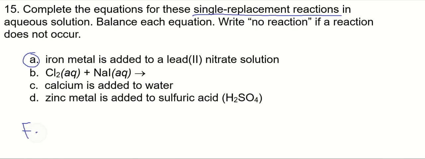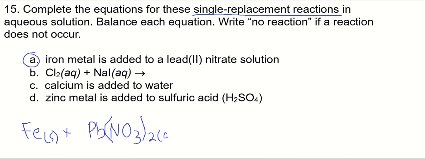Iron is a metal. That's Fe, so we'll denote that with an S for solid. And that's added to lead 2 nitrate. Lead is Pb, and nitrate is the polyatomic ion, NO3. Lead has a 2 positive charge. It has multiple charges, so it tells you that. And then nitrate is a polyatomic ion with a 1 negative charge. And once we crisscross them, we're going to have 2 nitrates, turns out. So let's put a parenthesis around this thing and put a 2 outside there. And that's an aqueous solution because it tells us.